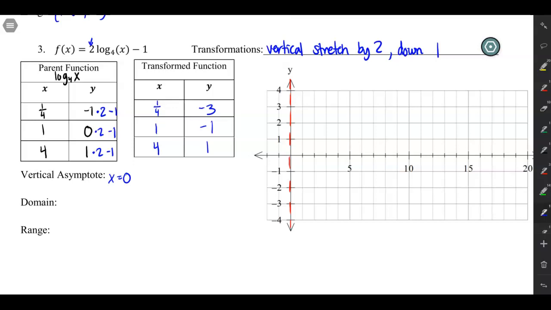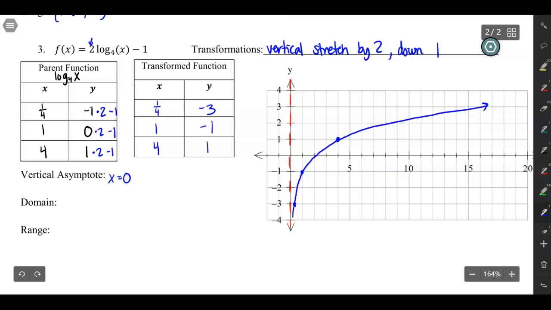So my first point is (1/4, -3). Then a point at (1, -1). Then a point at (4, 1). So we'll go ahead and connect those points, making sure that I am approaching my vertical asymptote. And that's what that graph is going to look like.